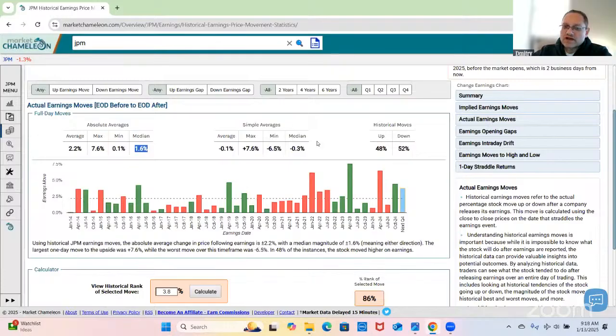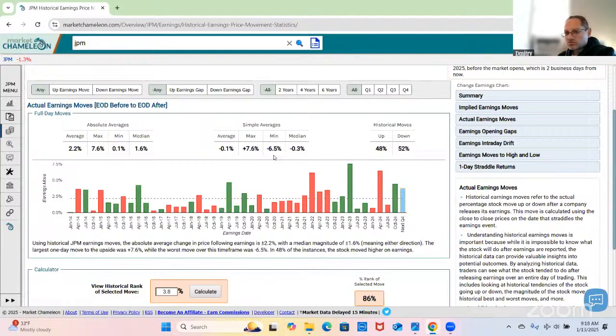We also see the simple averages here just to see if there's some kind of skew or tendency for the stock to go up more than down. And here it says the average moves of all of these was almost unchanged. So if we averaged out the pluses and minuses, it's almost unchanged, a little bit negative. The biggest move, the best move was up 7.6%. The worst move was down 6.5%. So now we get this range of extremes, up or down, right? From up 7.6% to down 6.5%.